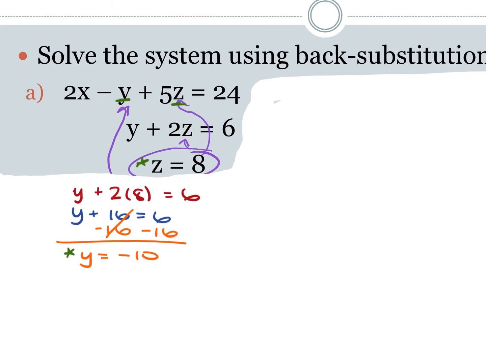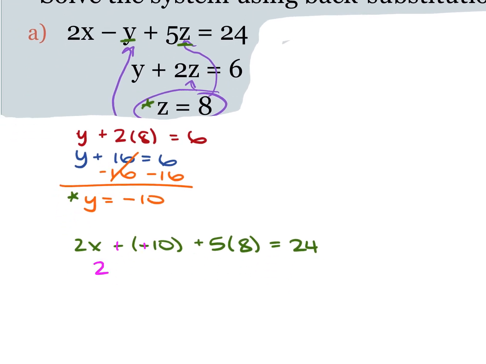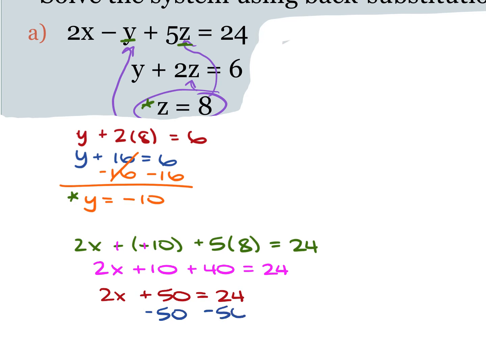So this is going to give us 2x minus y, which is negative 10, plus 5 times z, which is 8, is equal to 24. We're going to simplify this one. Those two negatives become positive, so we have 2x plus 10, and 5 times 8 is 40, is equal to 24. From here, we're going to combine the 10 and the 40, so that gives us 2x plus 50 is equal to 24.